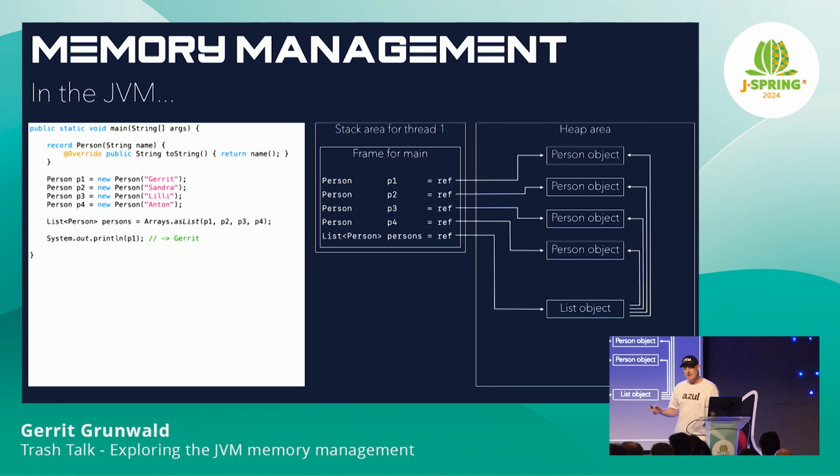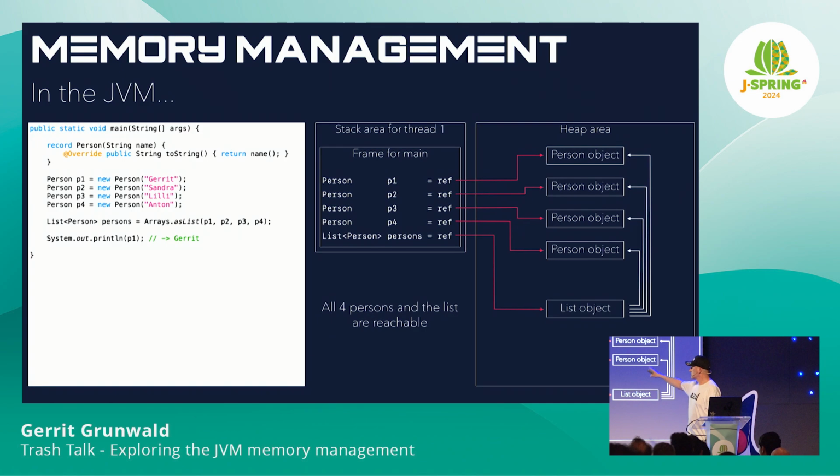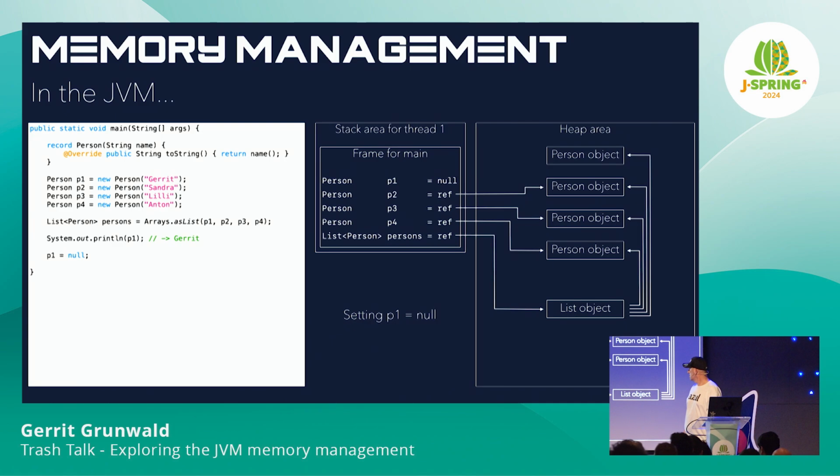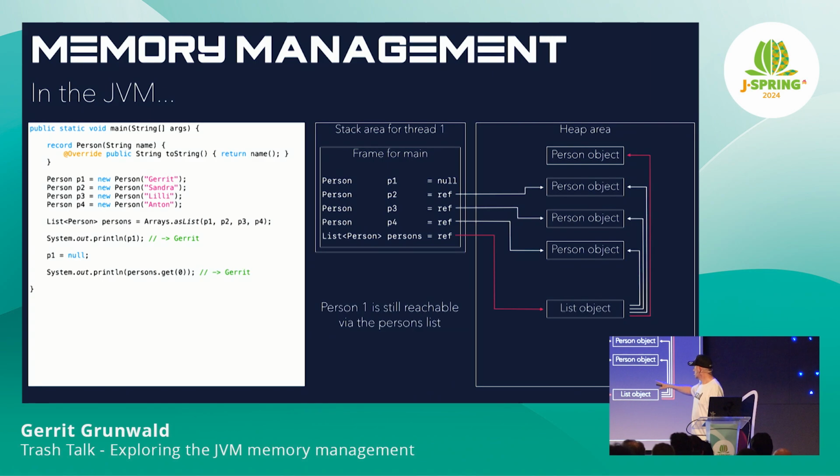That's important. If I now, for example, set the person P1 to null, right? So these are now reachable from the stack. But if I set P1 to null, then if I would System.out.println P1, it's null, right? But it's still not dead, because it's still reachable through the list object. So that means this person object is still live on the heap, even if you set it to null, because there's another reference in the list. This is sometimes what people forget, because it's not really obvious. You think you set the object to null, then it's gone. It's not really. If you have hidden references somewhere, in collections especially, they can stick around for a long time in memory.